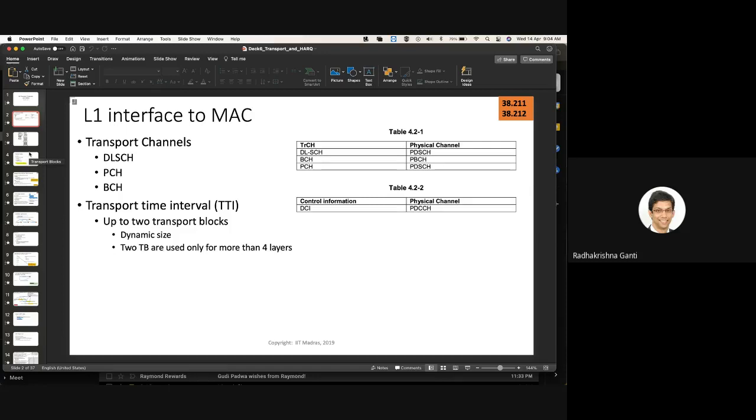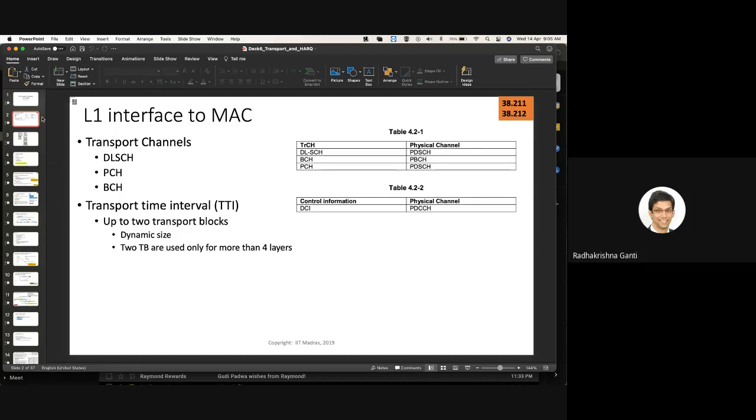So where does the data come from? The data comes from the higher layer, the MAC layer. It comes in terms of transport channels. In this case, the transport channel is called the downlink shared channel, DL-SCH. That is mapped to the physical channel called the physical downlink shared channel, PDSCH. We are going to focus on PDSCH now and see what processing happens in it.